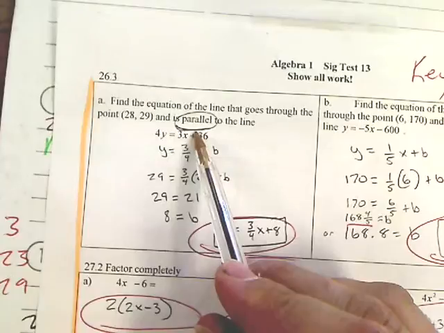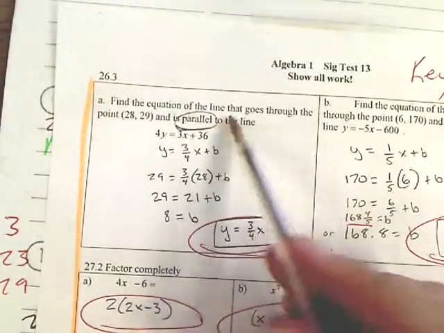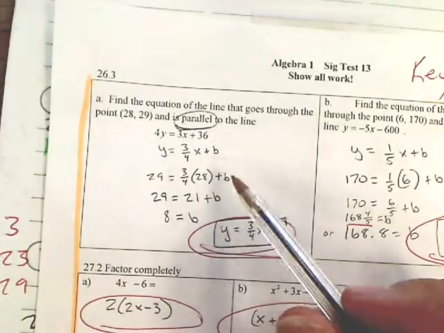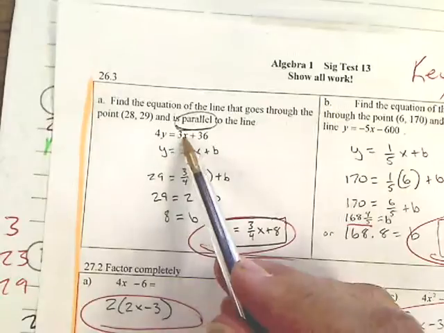Find the equation of the line that goes through the point and is parallel. Parallel tells you it's the same slope. So I have to know what the slope is, so I have to have it y equals. So I divide by 4 and I get 3/4 as my slope.